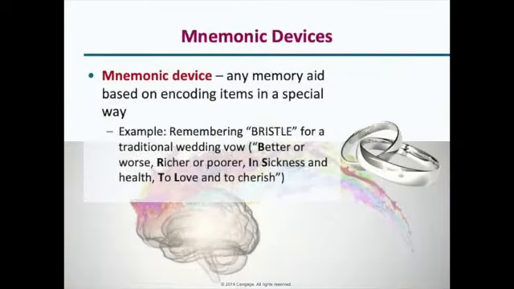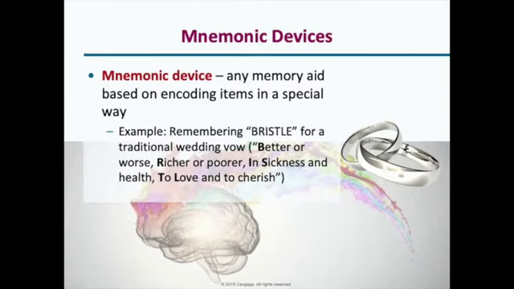A mnemonic device is any memory aid based on encoding items in a special way. One mnemonic device is to think of an image that'll remind you of what you need to remember. For example, to remember the functions of the sympathetic and parasympathetic nervous systems, you might think of a symphony for the sympathetic nervous system and a parachute for the parasympathetic nervous system. If the symphony excites you, it arouses your sympathetic nervous system. A parachute lets you coast down slowly, like the parasympathetic nervous system.